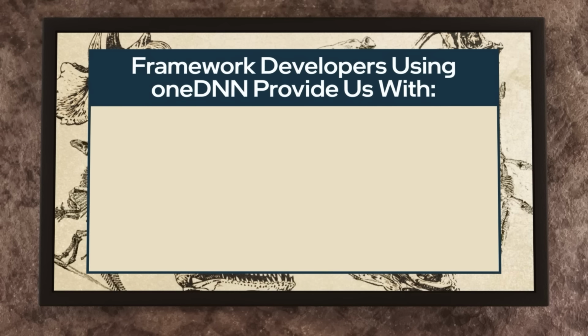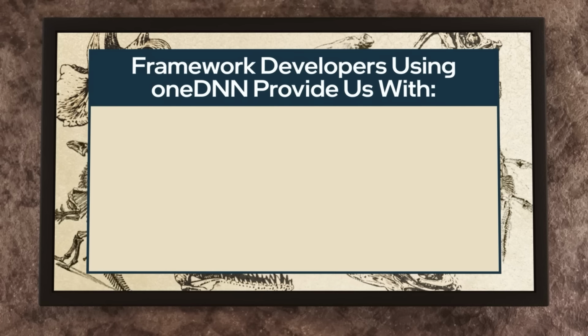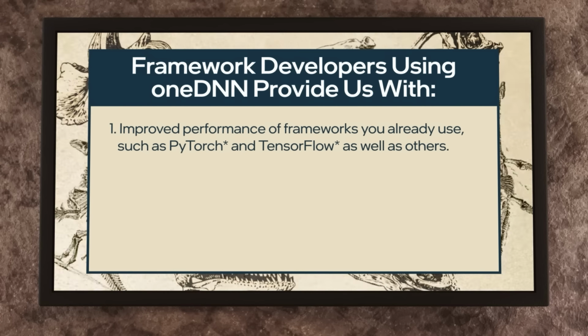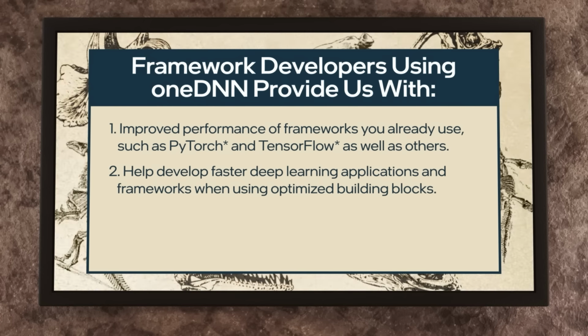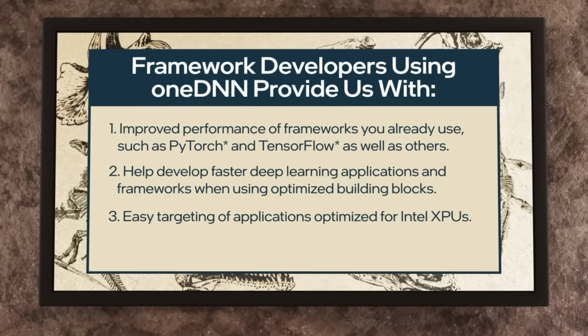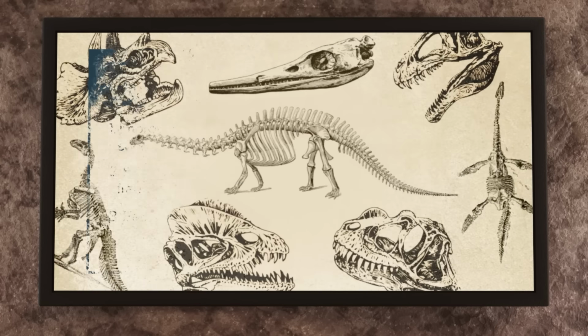Framework developers using OneDNN provide us with: 1. Improved performance of frameworks you already use, such as PyTorch and TensorFlow, as well as others. 2. Help developing faster deep learning applications and frameworks when using optimized building blocks. And 3. Targeting of applications optimized for Intel XPUs. If you're familiar with PyTorch or deep learning frameworks, you'll likely have an intuitive understanding of our implementation.